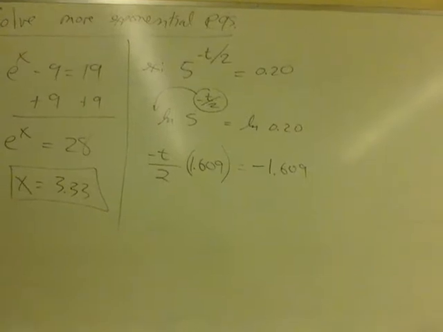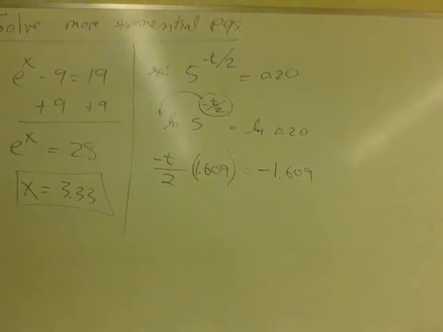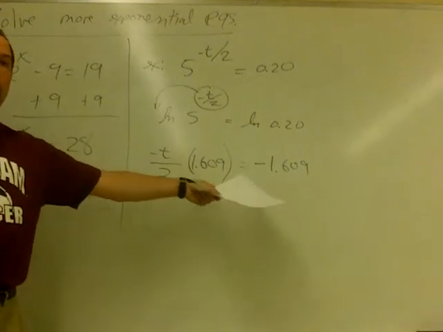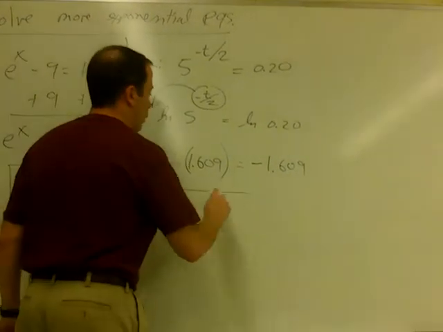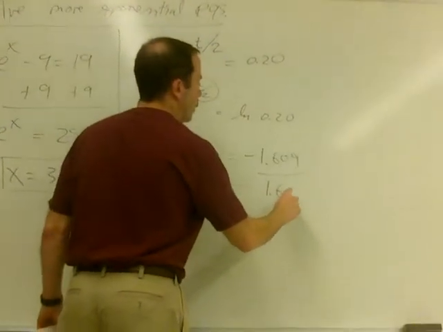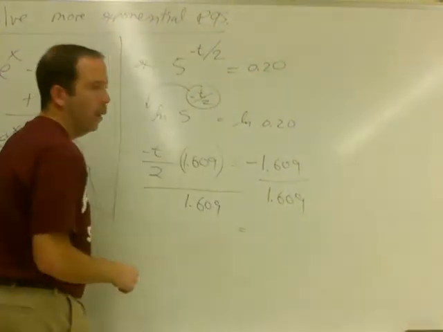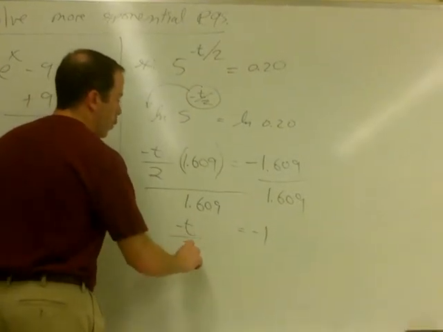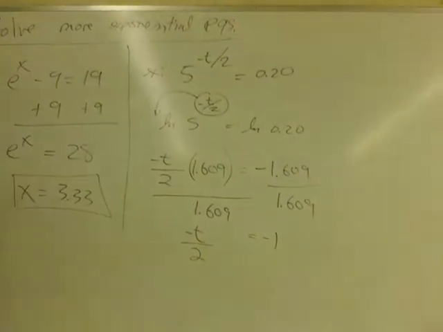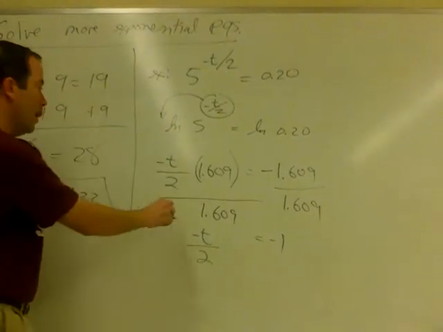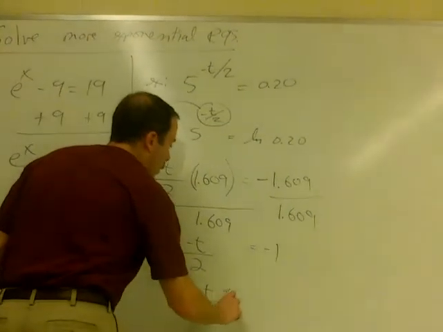So we're going to divide both sides by 1.609, and we end up with negative 1 over here, and over here it's negative t over 2. Even better, we can multiply by negative 2, clean that negative sign up, and we get t equals 2.